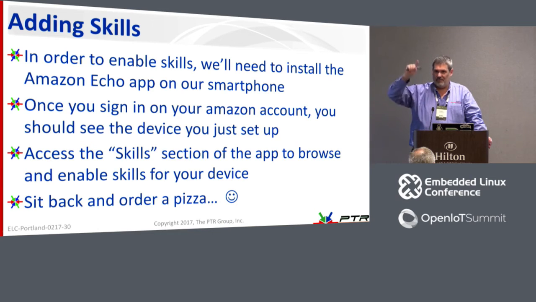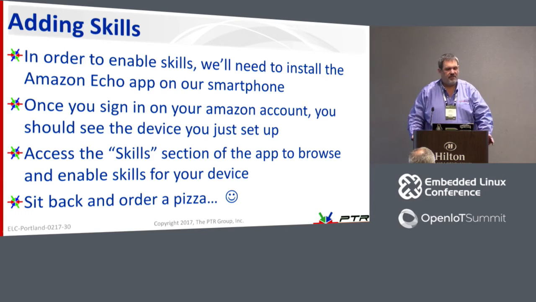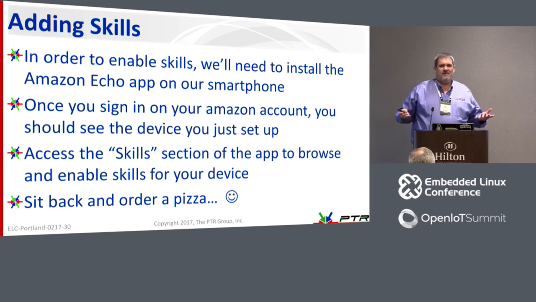Then you can go through the list of skills and say, I want that skill on my device. So you can pick and choose which skill sets you want on the device. And of course, you can customize your own skills. This becomes that intelligent agent that you didn't know you wanted or needed. It sits there and just listens for things, and if you ask it a question, it answers.